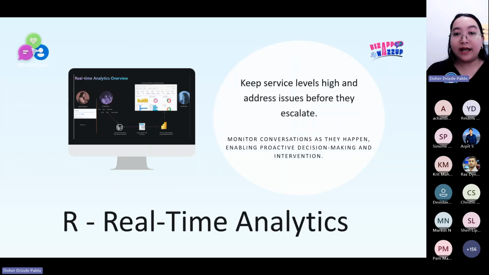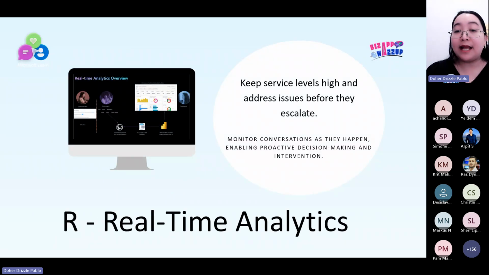Then we have R is for real-time analytics. So if we have historical analytics, we also have real-time. So this is very beneficial specifically for our supervisors or our team leaders, or call them TLs, or operations manager, who can monitor live dashboards to track SLA or service level, wait times, and even agent performance as it happens. And if an issue arises, like a spike in the call volume, they can act immediately by redistributing workload or adjusting priorities.